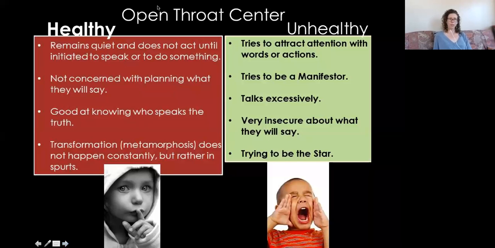So on the healthy side, remains quiet, not concerned with planning what they have to say. You could plan, but who knows what's going to actually come out in the moment. Good at knowing who speaks the truth. Having the open throat, you're taking in and amplifying the throat centers of those around you. So those with this center can become wise. They can discern who is using their speech well, who is actually truthful, what does sound true. I don't know what that's like. I don't have that center, or I have it defined.